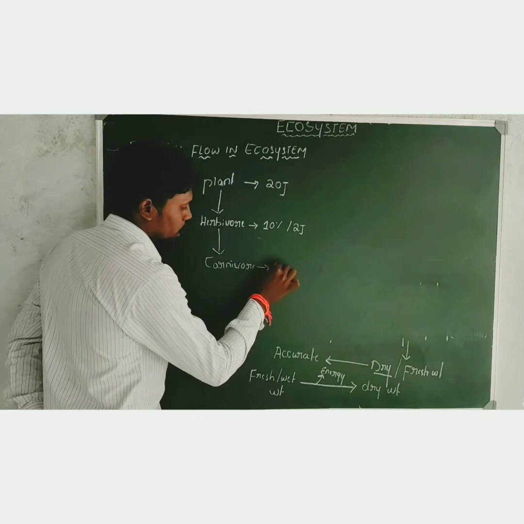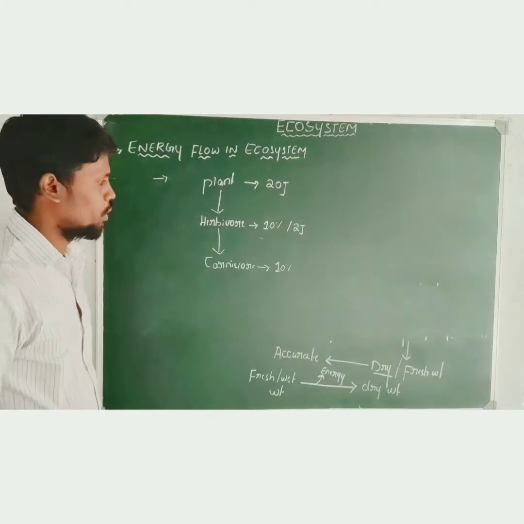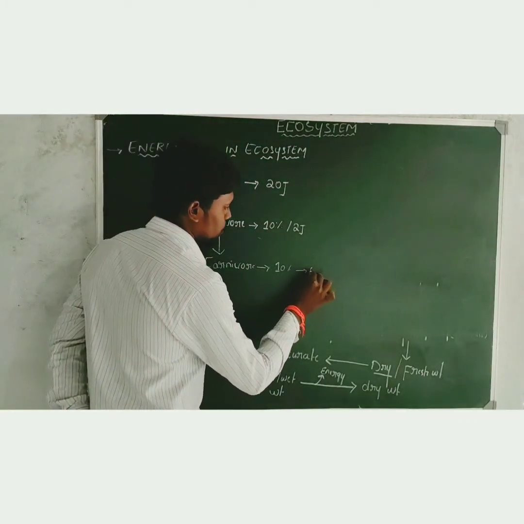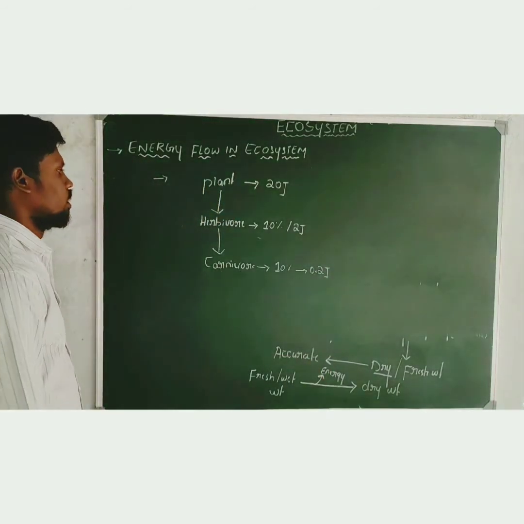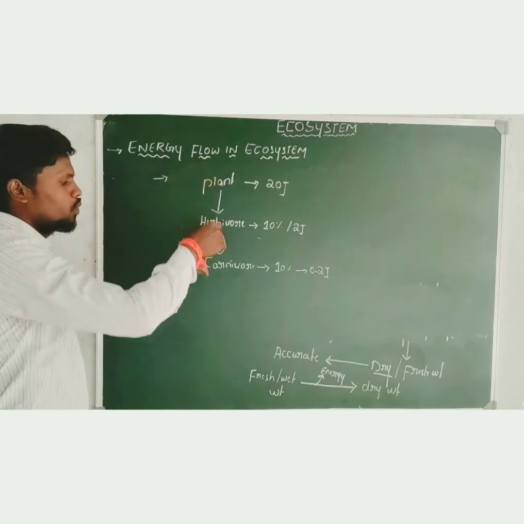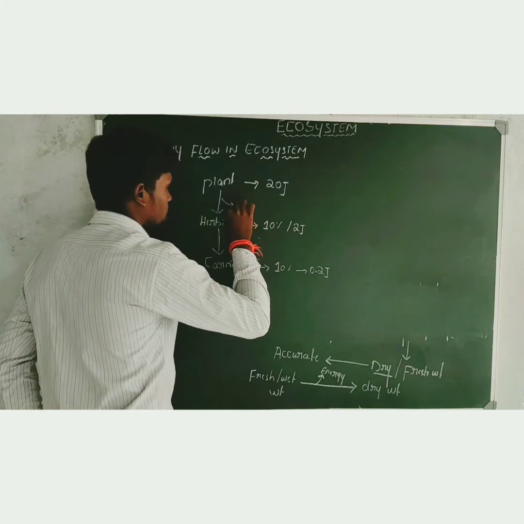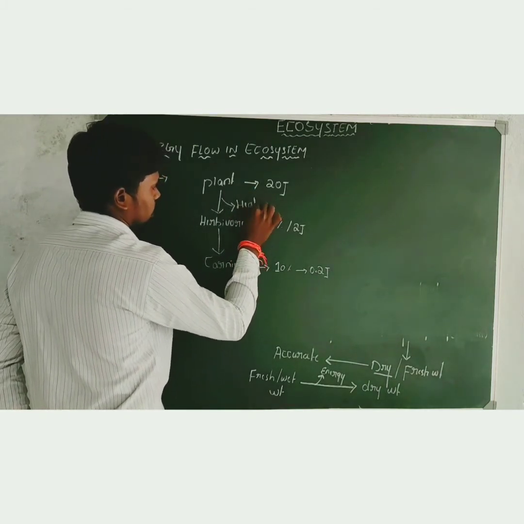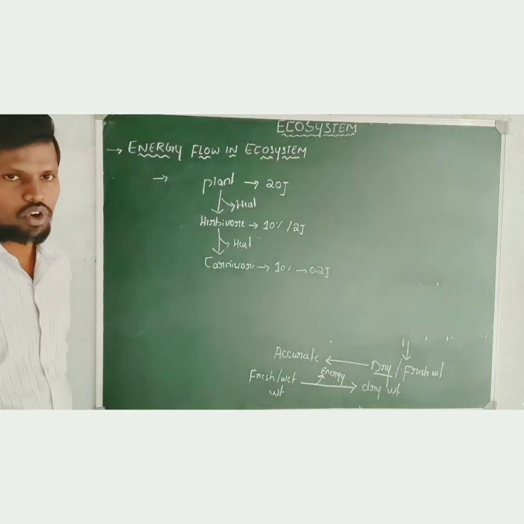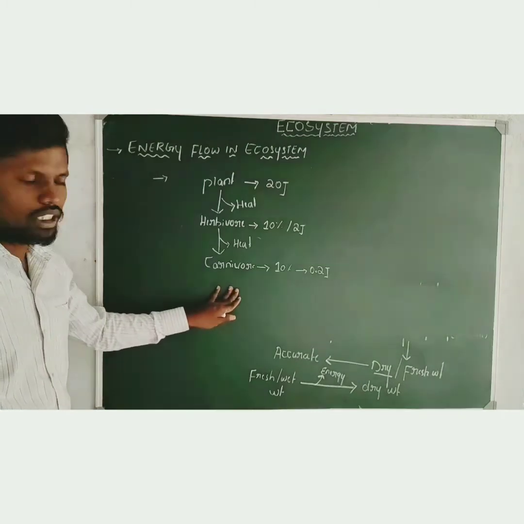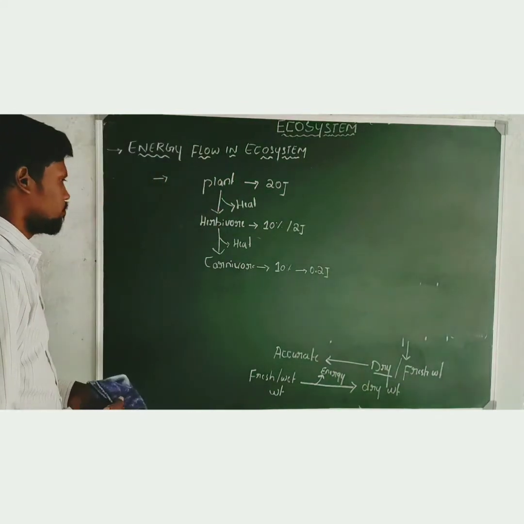This carnivore gets only 10% of the herbivore's energy, which means 0.2 joules. See here, energy goes on decreasing from producer to consumer. Why? Because the energy is lost in the form of heat. Alright, this is the example.